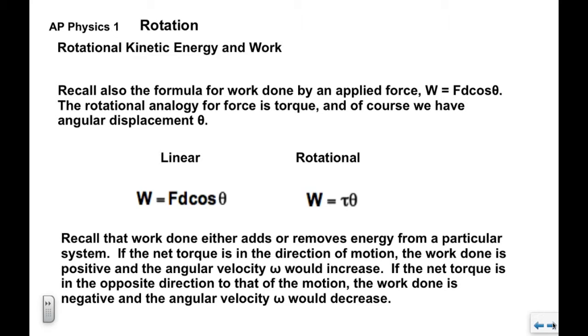If the net torque is in the direction of the motion, we would say that the work done is positive, and the angular velocity omega would increase. The positive work done would come out as additional rotational kinetic energy because the omega gets bigger. If the net torque is in the opposite direction to that of the motion, the work done would be negative. The angular velocity would decrease, and the kinetic energy would also decrease because the negative work done removes energy from the system. So the idea is the same.